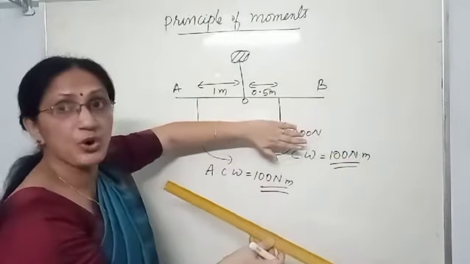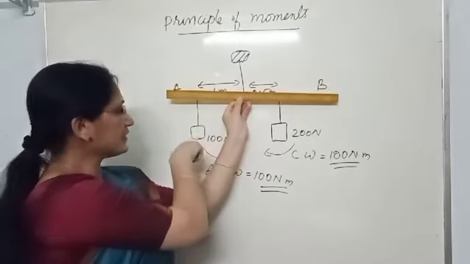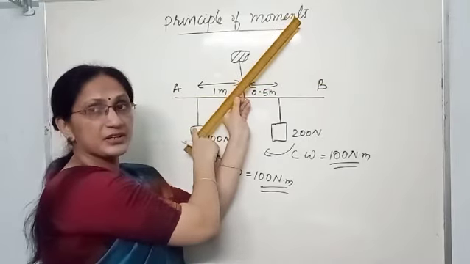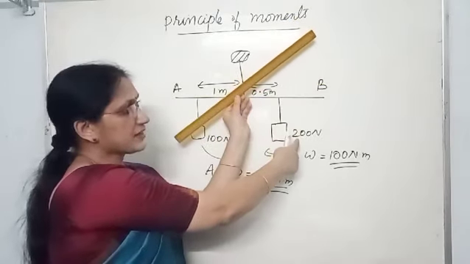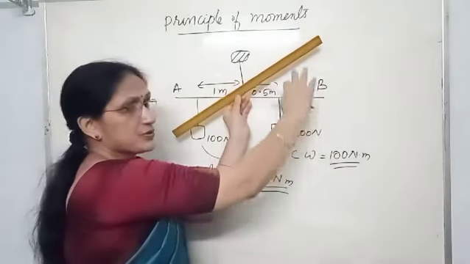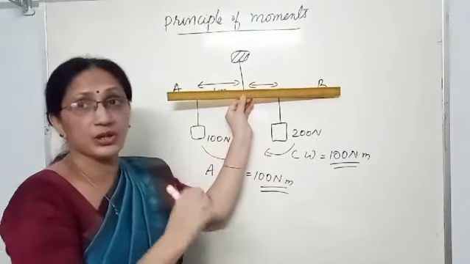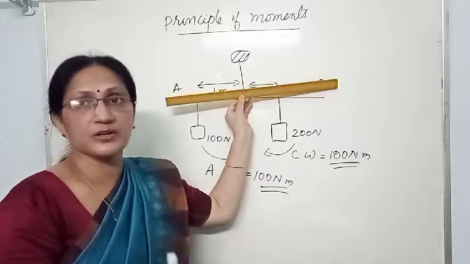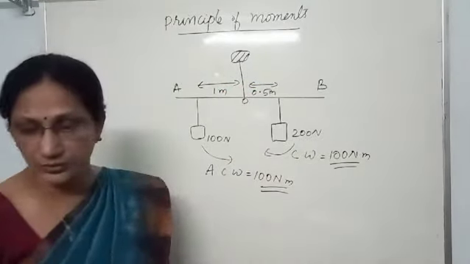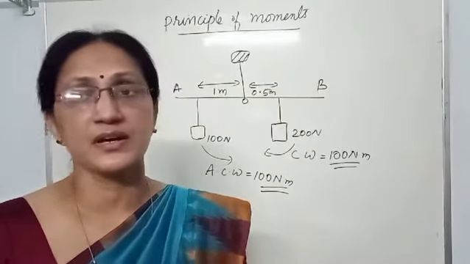Earlier when there was no weight, the rod was remaining horizontal. When this weight 100 Newton was attached, the scale got turned in anti-clockwise direction. Now when the second weight 200 Newton was attached on the other side, this force produces clockwise moment, thereby the rod comes in horizontal position or equilibrium, because the clockwise moment and anti-clockwise moment are the same in magnitude. Direction is opposite but magnitude is same.